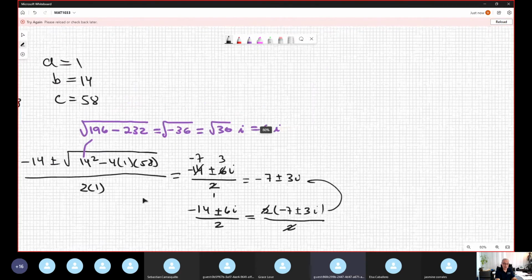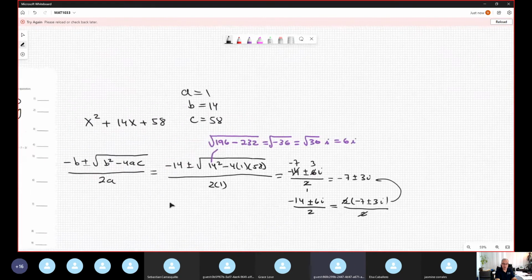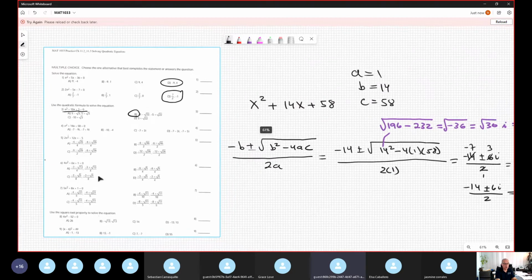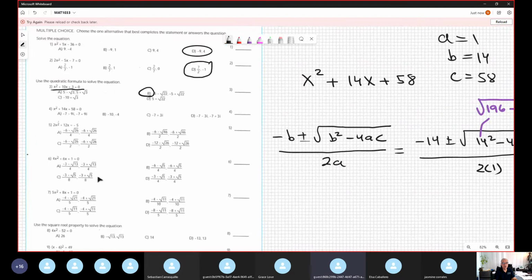In this case, the solution of this equation is complex. And complex solutions always come as a couple of conjugates. It's minus 7 plus or minus 3i, which is this. It's okay?